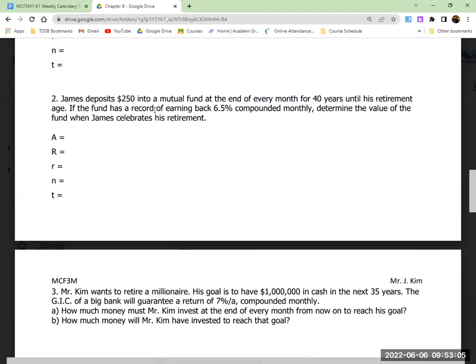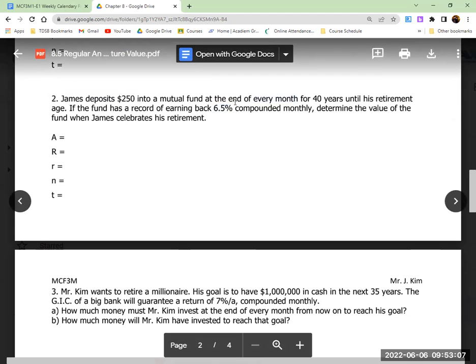If the fund has a record of earning back 6.5% per annum, compounded monthly, determine the value of the fund when James celebrates his retirement.